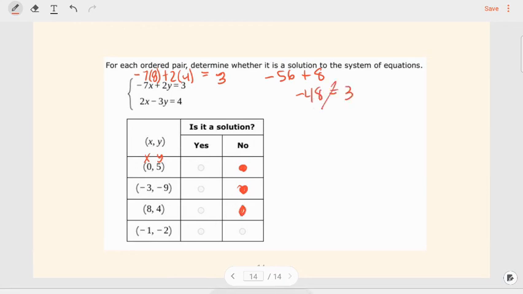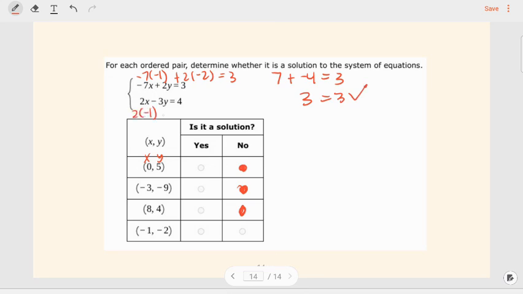Now let's check our last one. -7 times -1 plus 2 times -2 equals 3. Testing this: negative times a negative is +7. 2 times -2 is -4. Equals 3. Oh, yep, 3 does equal 3. It works out on the first one. Let's check it in the second one.